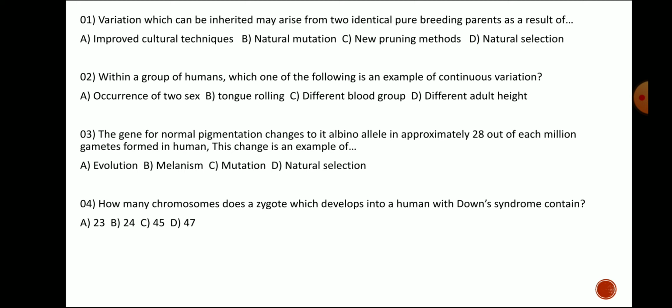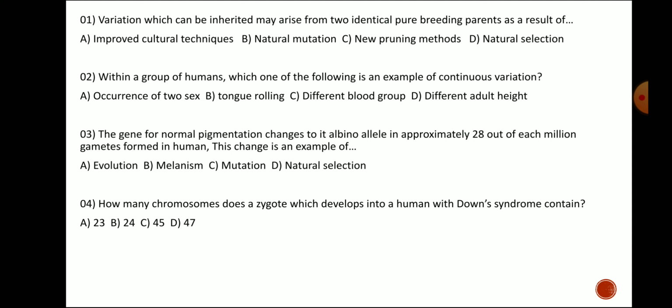The question is, within a group of humans, which one of the following is an example of continuous variation? So the correct answer is different adult height. That means at the same age, humans show different height, different length. So this is nothing but the example of continuous variation.